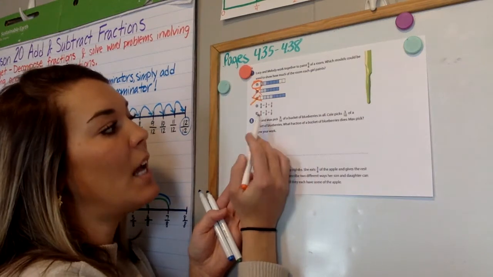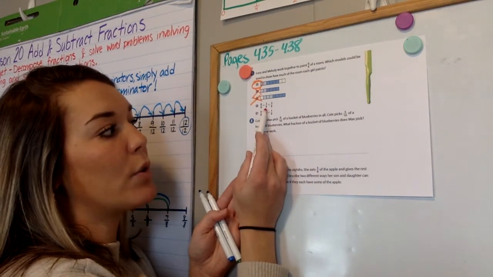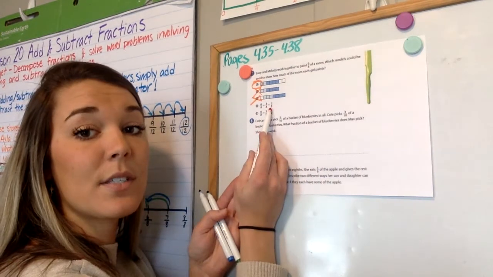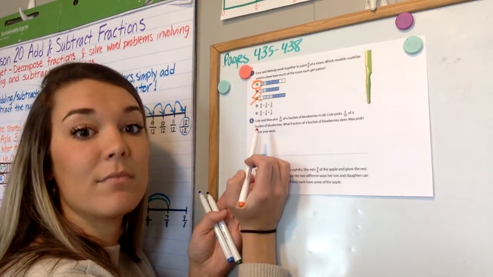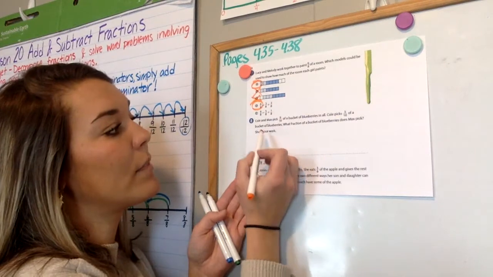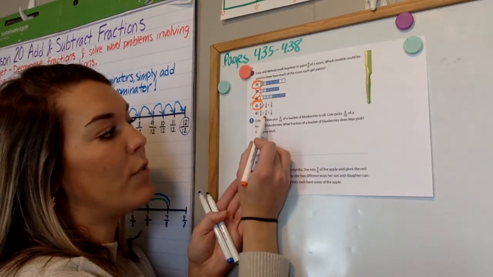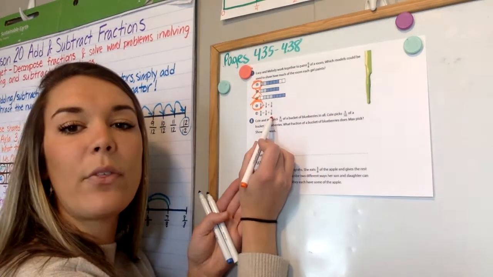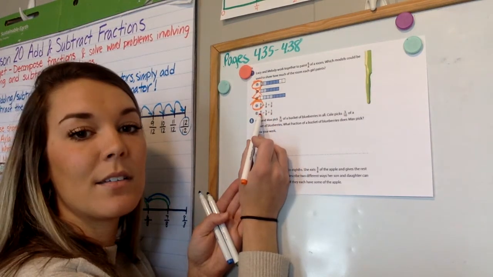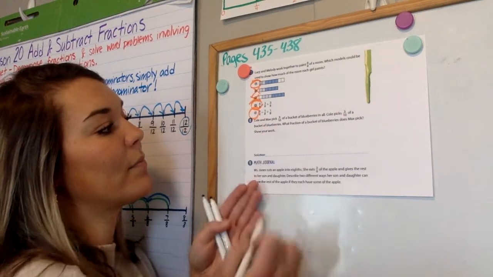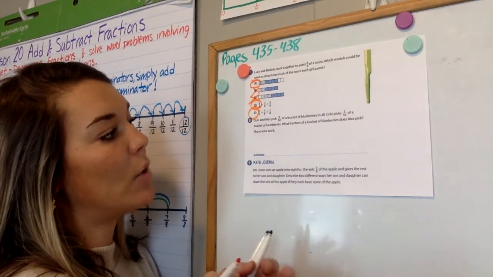Okay, 6/8 equals 3/8 plus 3/8. So is 3 plus 3, 6? Yeah, D works. How about 6/8 equals 5/8 plus 1/8? So is 5 plus 1, 6? Yeah, that works, right?